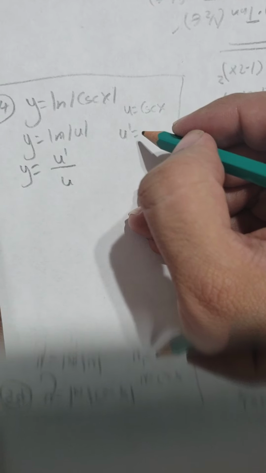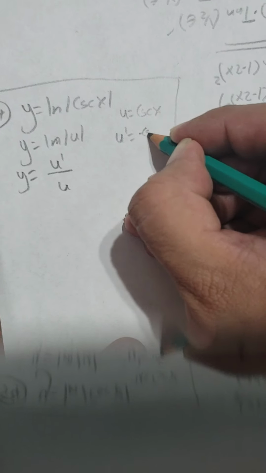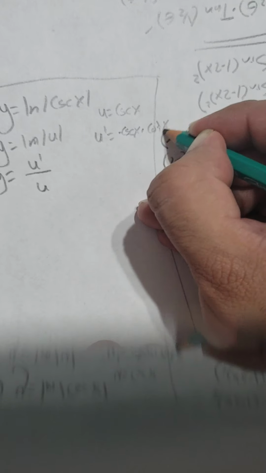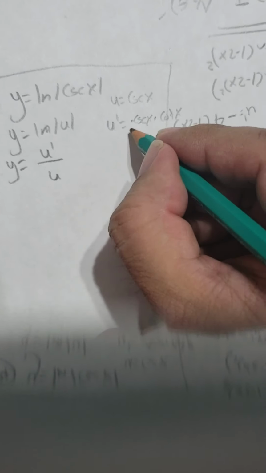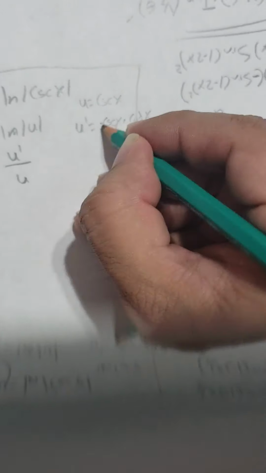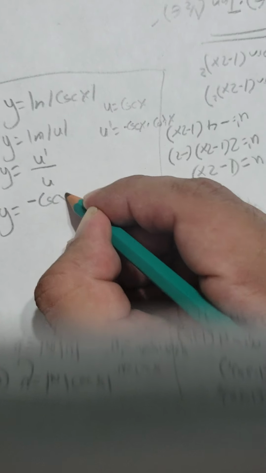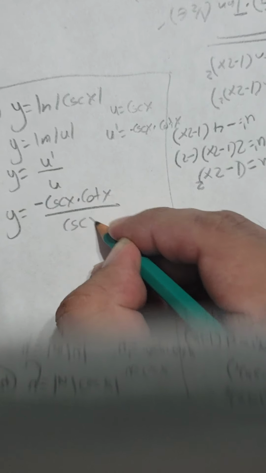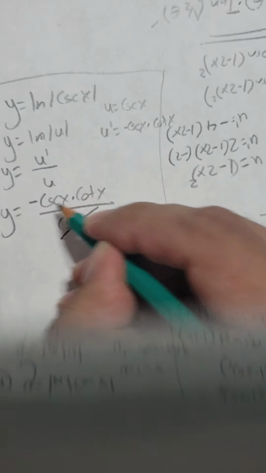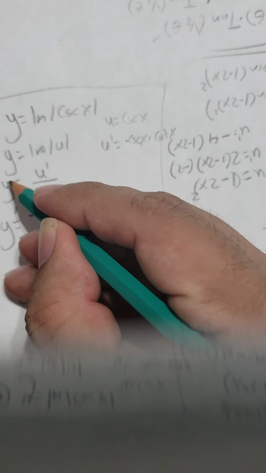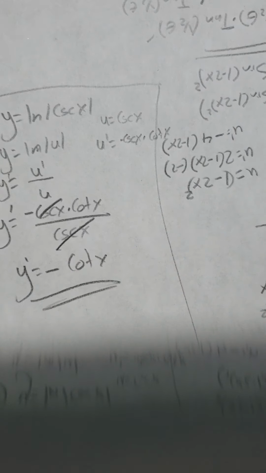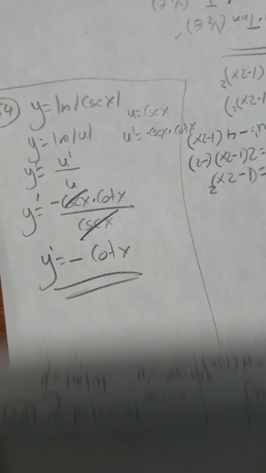Now what is the derivative of cosecant? It is negative cosecant of x multiplied by cotangent of x. Now, following this pattern, u prime over u is negative cosecant of x times cotangent of x divided by cosecant of x. Notice something, we may cancel here. And the final answer, y prime is negative cotangent of x. That is the derivative of that function.